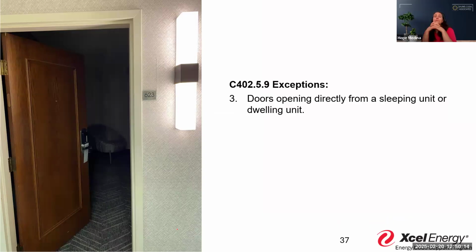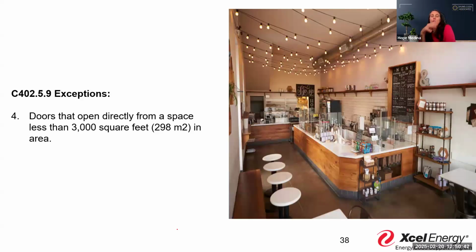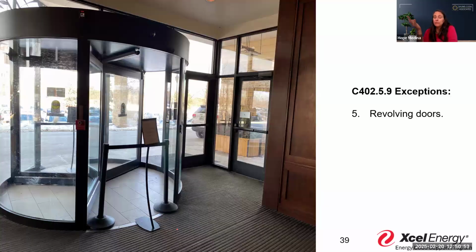Doors that directly open from a sleeping unit or a dwelling unit. So let's say we have this multifamily project, right? So we're not required to have vestibules at my apartment door that goes from the dwelling unit into the corridor, but the main entrance to get into my multifamily apartment complex, that would require a vestibule. Now, doors that don't open into a space that's 3,000 square feet. So in this particular instance, this little coffee shop, it's not large enough to require a vestibule.